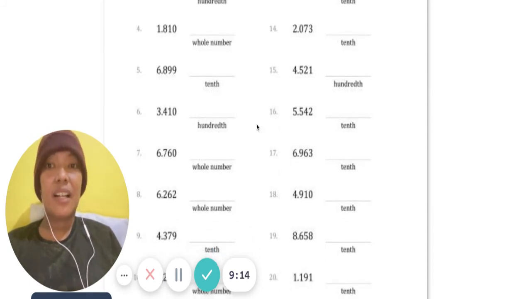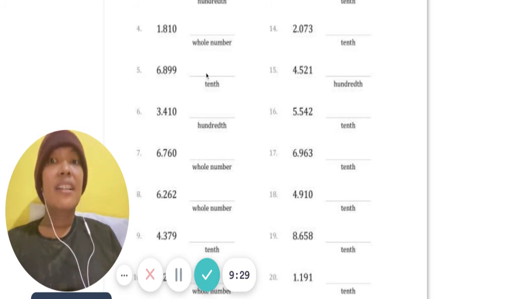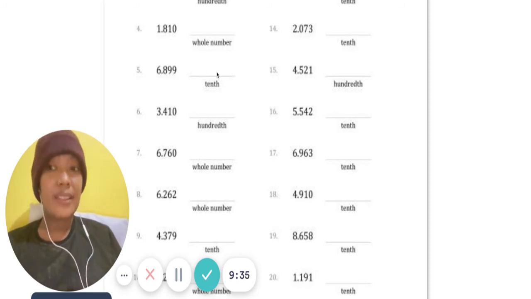Okay, number 5. 6.899. Anong pong tanong? 10th. So, ang 10 po natin ay 8. Ang katabi po ni 8 is 9. So, that is more than 5. So, you add 1. So, your answer is 6.900 kasi you will make this 00 or 6.9. So, they are the same. So, please do write it because we will check it later. So, your answer is 6.9.